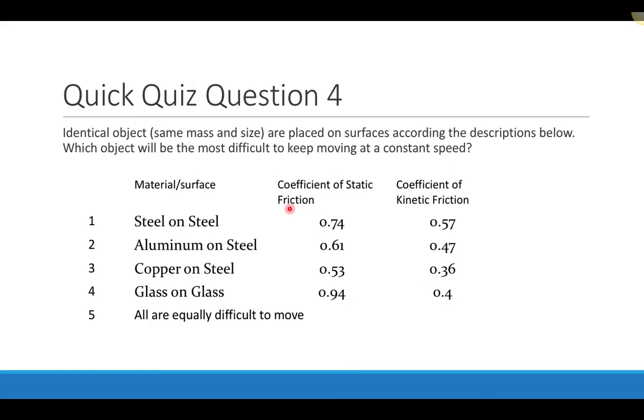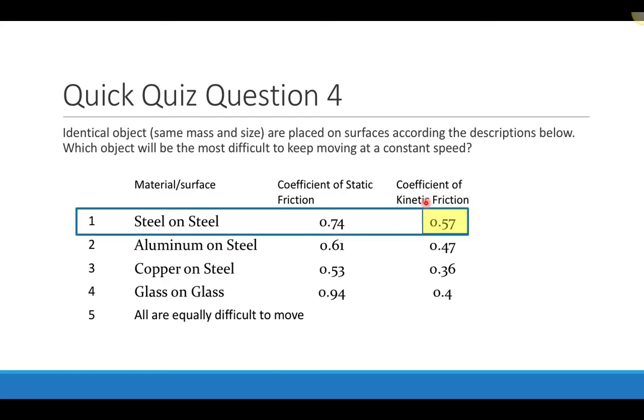I could ask the same question: which object will be the most difficult to keep moving at a constant speed? So I want to keep it going, it's in motion, so I need to look at the coefficient of kinetic friction, because that describes the object in motion, and which one of these has the largest coefficient of kinetic friction. That would have the largest frictional force and be the hardest to keep in motion, and in this case it would be the steel on steel that has the largest coefficient of kinetic friction.